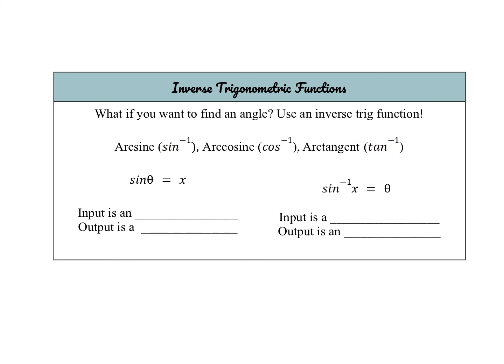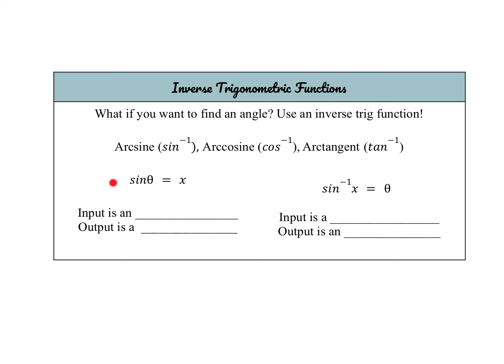So remember, when you see something to the power of -1 in this context, like a function to the power of -1, it's the notation that we use for an inverse function. And when you see this, I'd like you to read this as arc sine, this as arc cosine, and this as arc tangent.